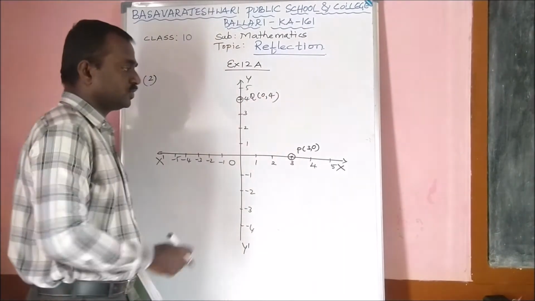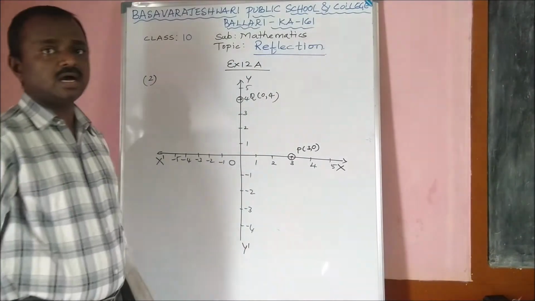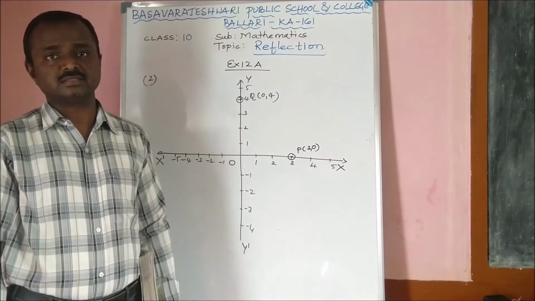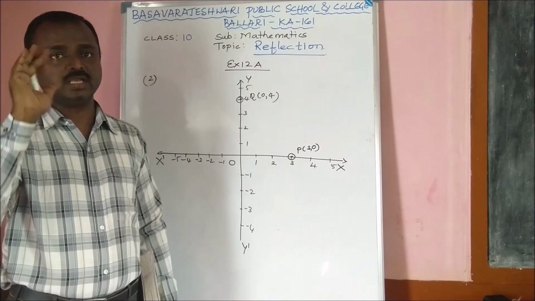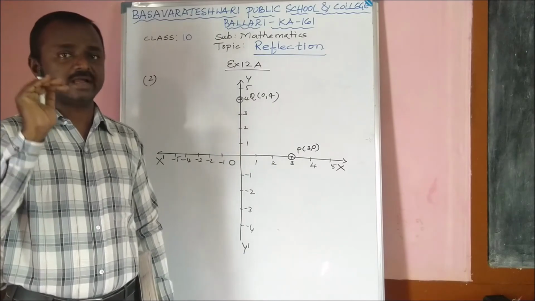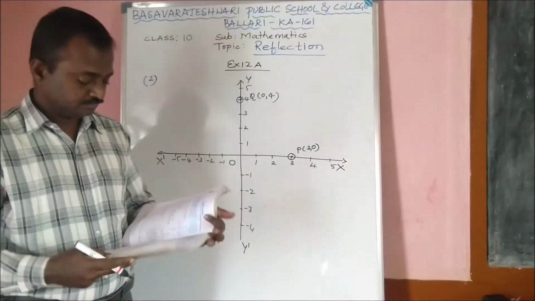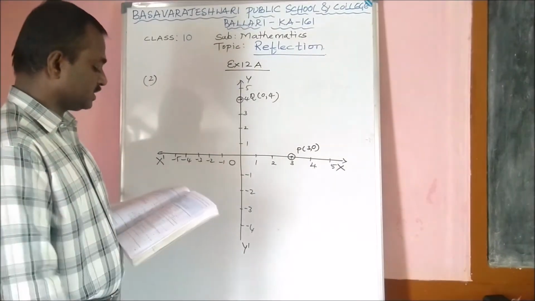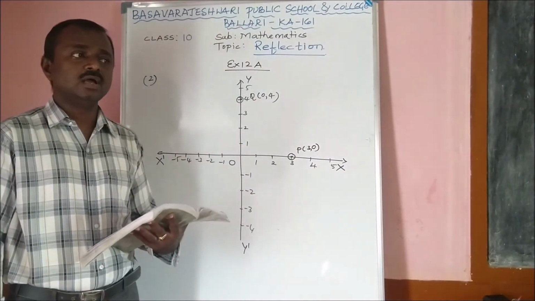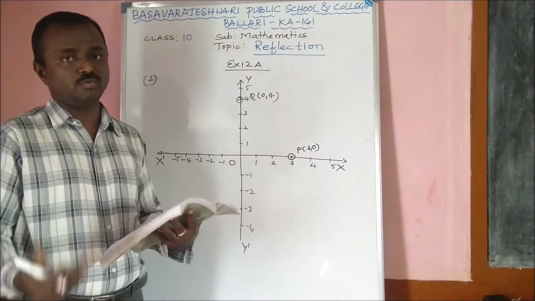(0, 4). So where does it lie? It lies on the y-axis. So like that you have to think and write on which axis the following points lie. Okay. The remaining two questions in this second main, I also want to give as homework for you.